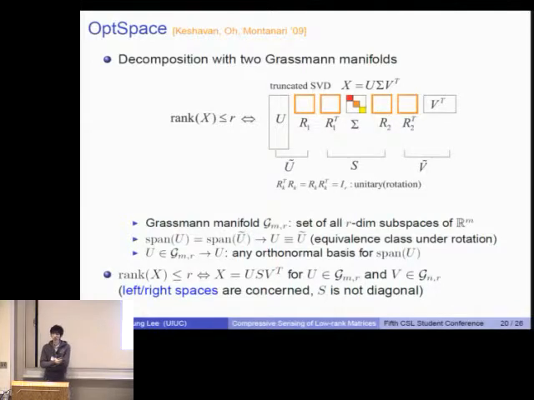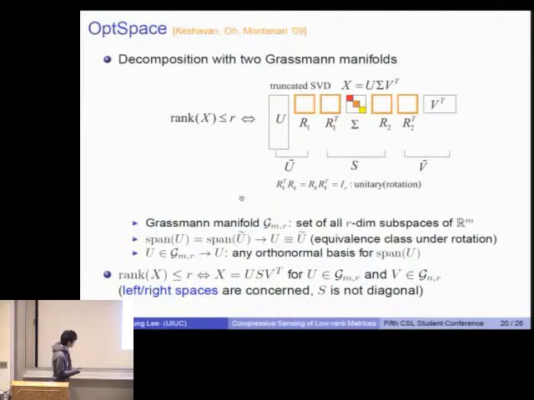The next one is OptSpace. It uses another somewhat bizarre factorization of a low rank matrix by the Grassmann manifold. In order to understand their factorization, let us review the truncated singular value decomposition, U, sigma, V transpose. If we think about any rotation or unitary matrix R1, R1 R1 transpose is the identity. There is no change if we insert the identity matrix between U and sigma. Then let us think about U tilde as the product of U and R1.